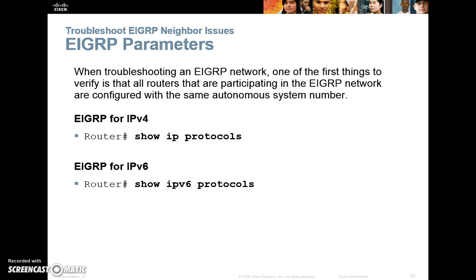You can also verify your EIGRP parameters. Make sure that they are configured with the same AS number. Remember, for OSPF the process ID can be different, but for EIGRP the AS number is important. They must be the same. So running this command for IPv4, and for IPv6 this command, can help you to check the AS number.